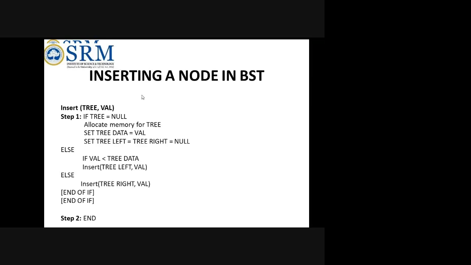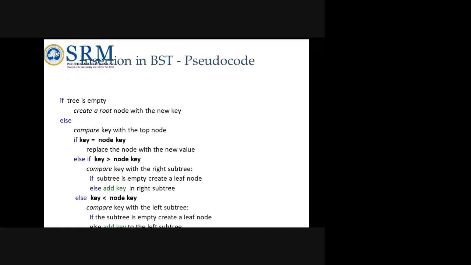Now inserting a node is also the same thing. If your tree is null, allocate the memory for the tree and set the tree's left and right. These are all default values. Left and right will be null. And if the value which you want to insert is lesser than your root node, put it in the left side. Call insert on the left, or call insert recursion on the right. So the same I have given in words. One is your algorithm, and now this is your snippet. You can follow any one, this or this, whatever it is.